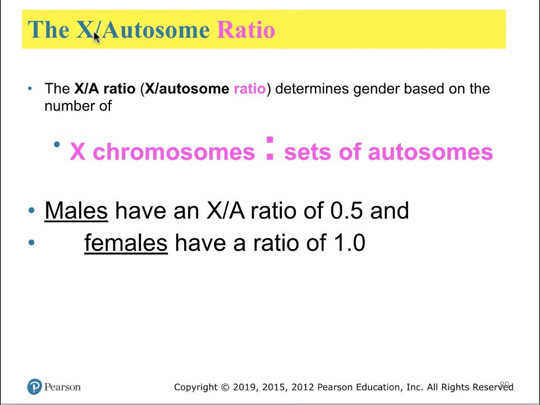There is something known as the X to autosomal ratio. For each autosomal chromosome, what number of X's do you have? So the XA ratio is able to determine the gender based on the number of X chromosomes to the number of sets of autosomes. So in the example of the males, the XA ratio is 0.5. And for females, the ratio is 1. So males have half the dose of female X chromosomes in their cells.